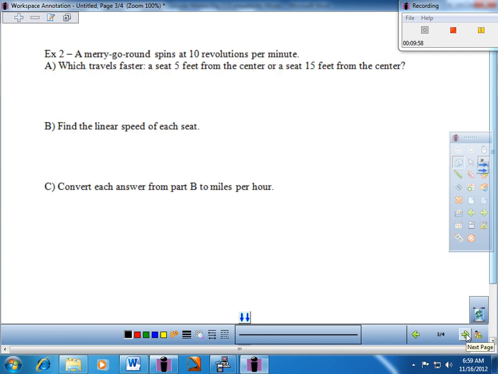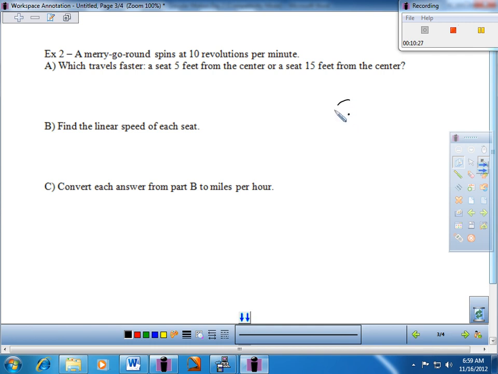So example 2, let's see here. A merry-go-round spins at 10 revolutions per minute. And here's an interesting, just conceptual question. Which travels faster, a seat 5 feet from the center or a seat 15 feet from the center? Or do they travel the same speed? So let's kind of sketch it out, think about it for a moment here. If you have an answer already, that's great.